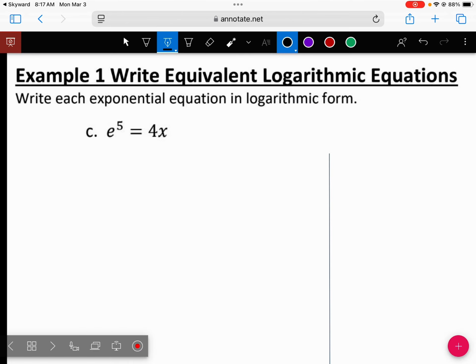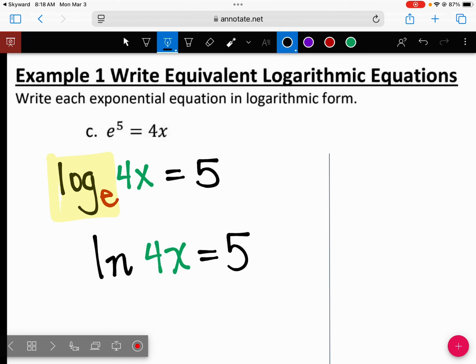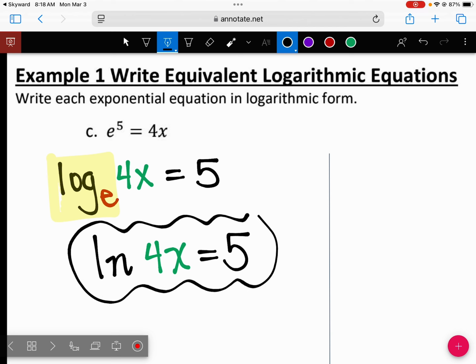All right, let's go to our next row. Let's work through it together. So we have a log with a base e of 4x equals 5. So again, remember that a log with a little base e is actually a natural log of 4x equals 5. Go ahead and try to do D on your own.